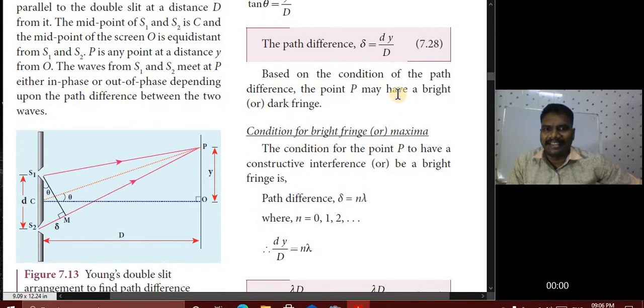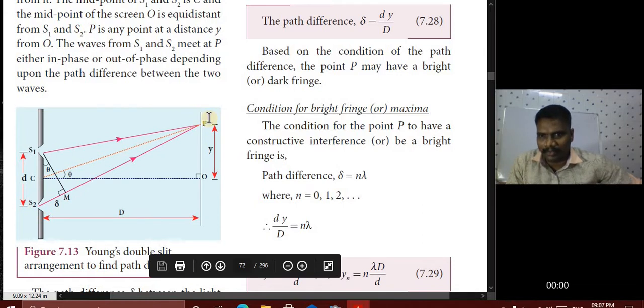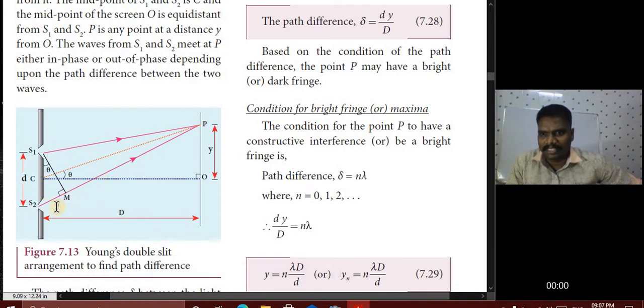So based on the condition of the path difference, the point P may have a bright or dark fringe. This is a very important point. Here the path difference is S2P minus S1P, which gives S2M, and S2M is nothing but del.